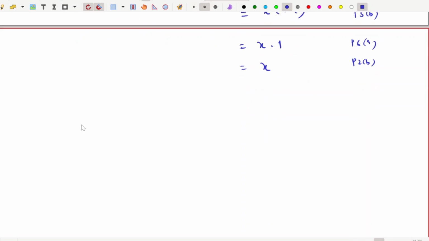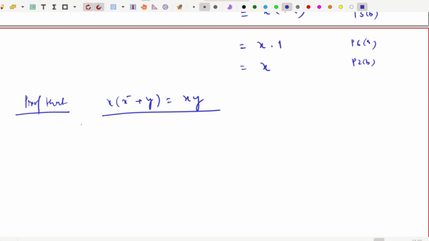Similarly, we can also prove some other theorems. Here the theorem is: prove that x plus x into (x complement plus y) is equal to xy. Simply, for proving it, take its left hand side. Left hand side is x plus x into (x complement plus y).